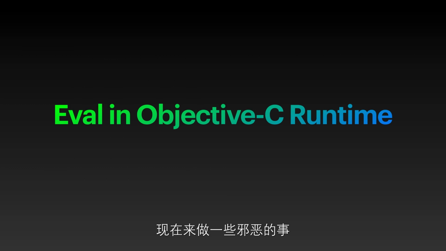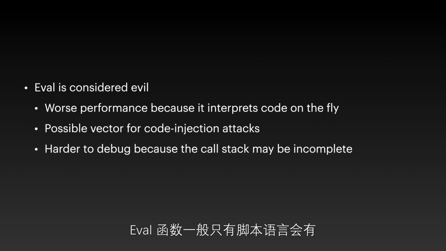Now, it's time to be evil. Let's meet the eval in the Objective-C runtime. Eval is a function typically seen in script interpreters. It takes code as the parameter and executes it dynamically. It's considered evil because it has worse performance, as it compiles the code on the fly. It's a possible vector for code injection attacks, so it often leads to security concerns. And it's harder to debug code with eval because the call stack and the context may be incomplete.